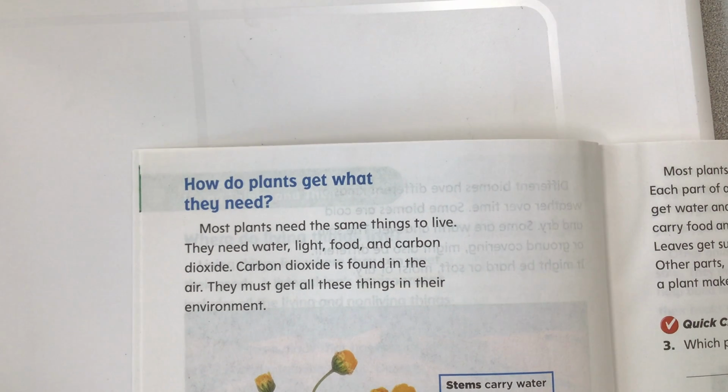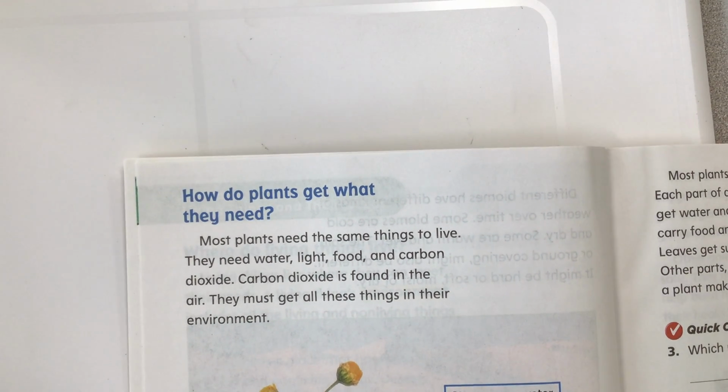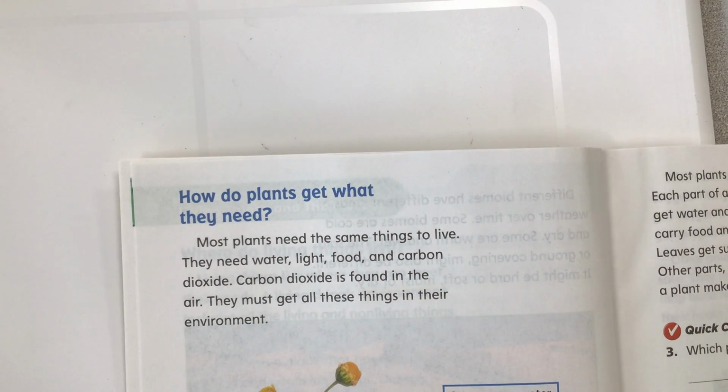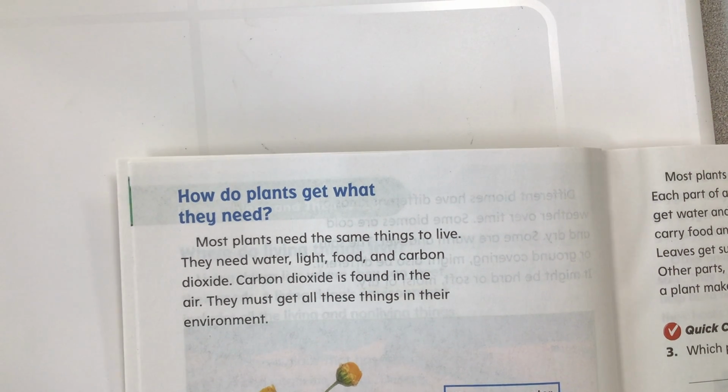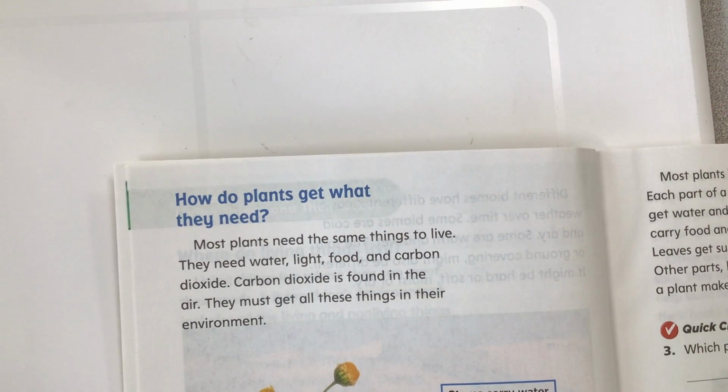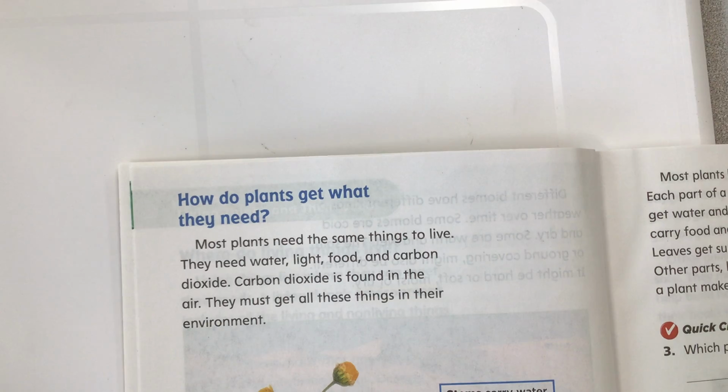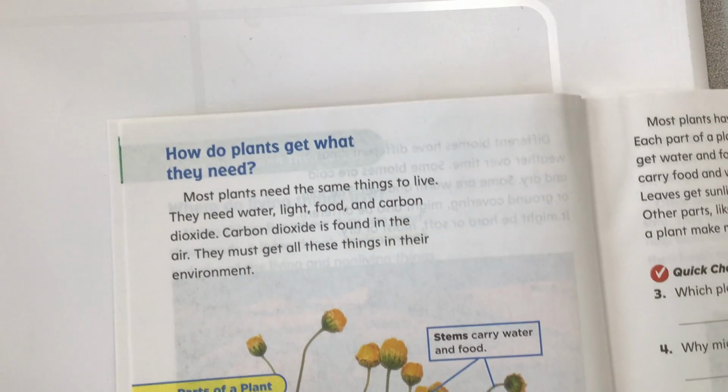How do plants get what they need? Most plants need the same things to live. They need water, light, food, and carbon dioxide. Carbon dioxide is found in the air. They must get all these things in their environment.